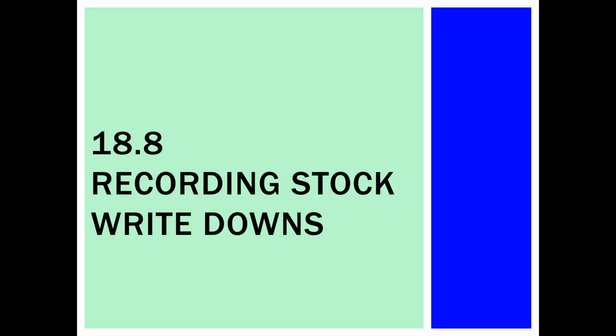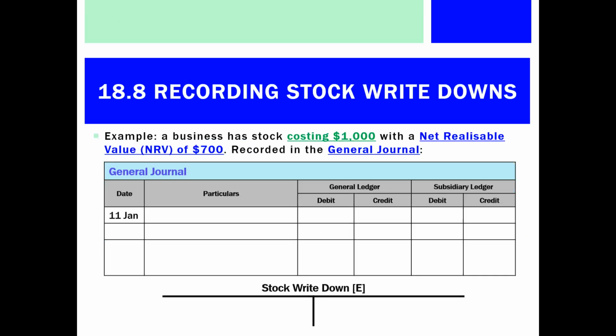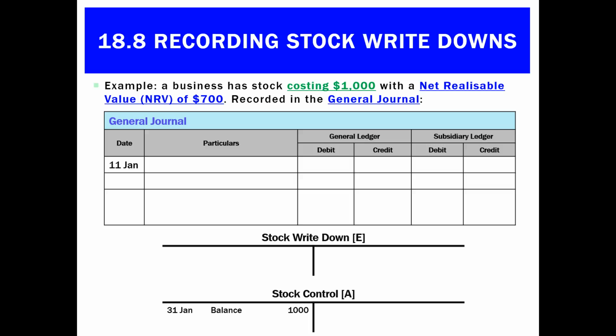We've learned what a stock write-down is. Now we need to learn how to record it. A stock write-down is when the net realizable value falls below the cost. So let's have a look here. We've got the cost of some stock at 1,000, but we think we can only sell it for about $700 today.